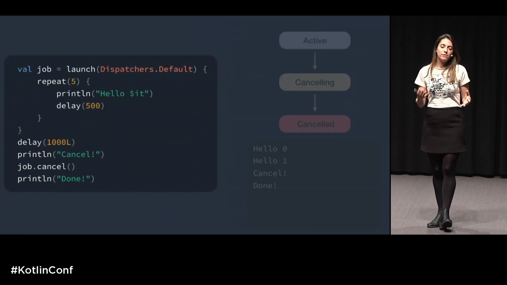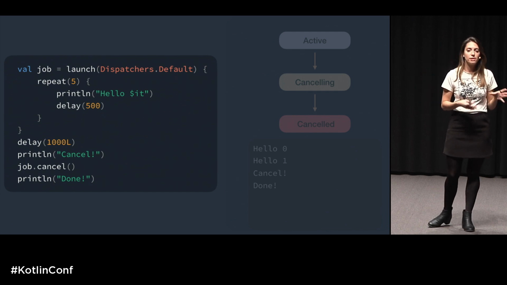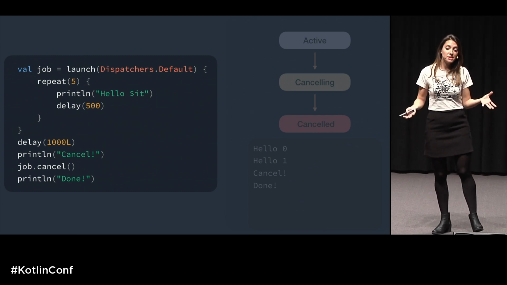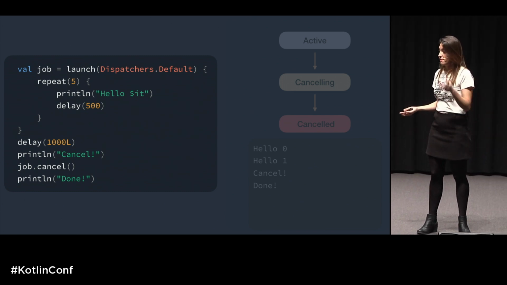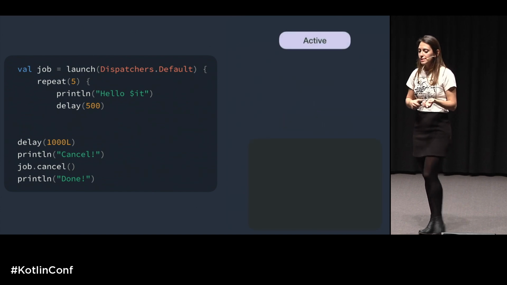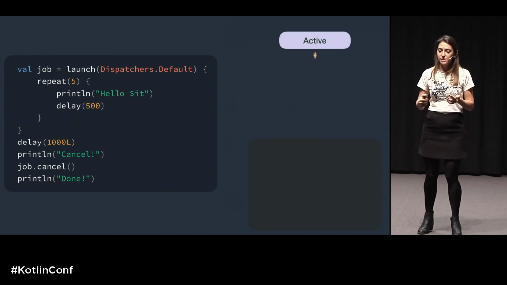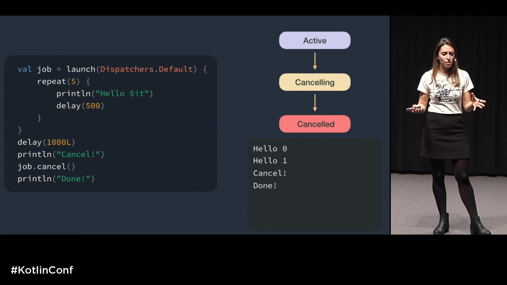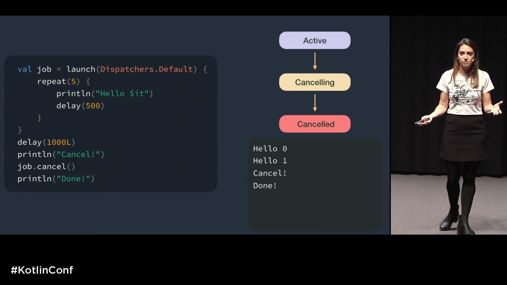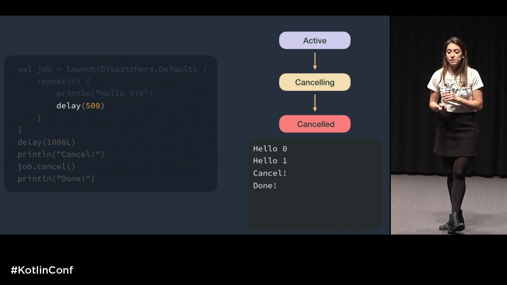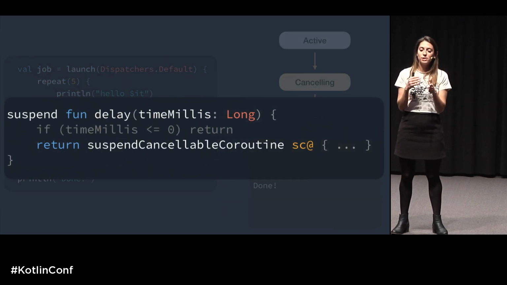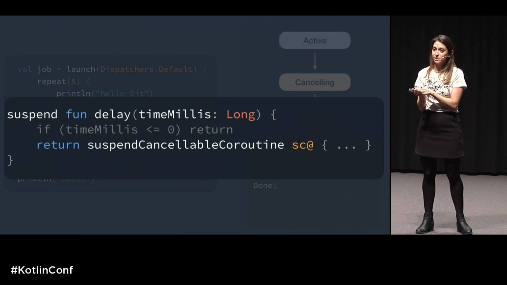The same kind of logic of printing something on the screen 5 times can be implemented like this. Here, we're just using a repeat and a delay of 500 milliseconds. Let's see what's going on here. Our coroutine is active. We're printing the hello, canceling, and canceled. So everything works well. Why? We didn't use is active or yield. This is because of the delay, because delay is using a suspend cancellable coroutine.